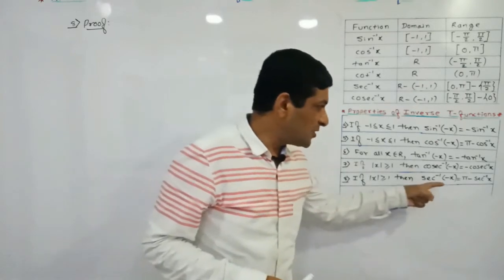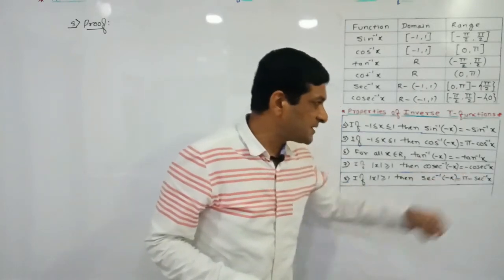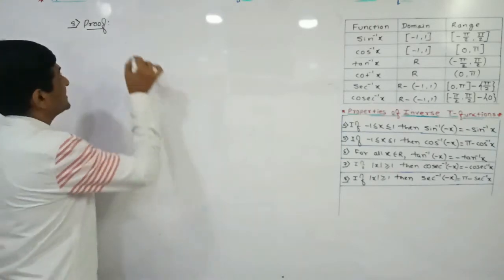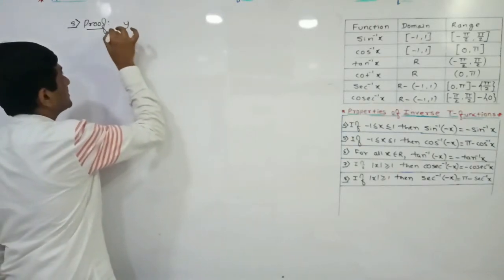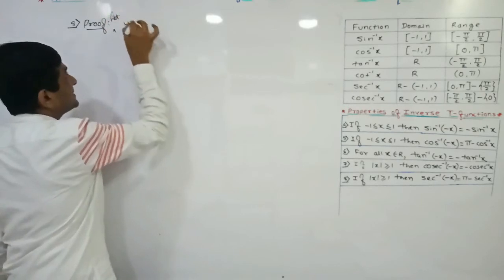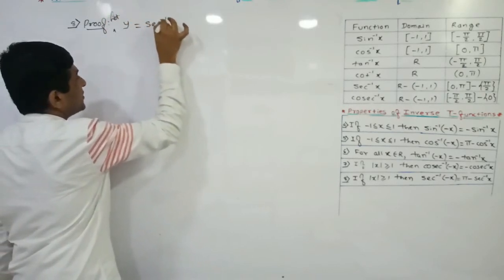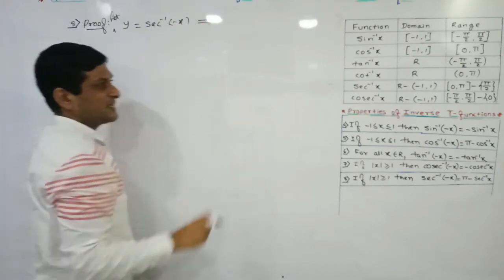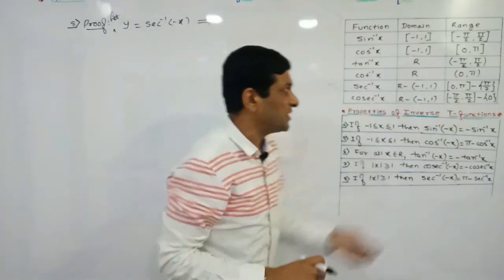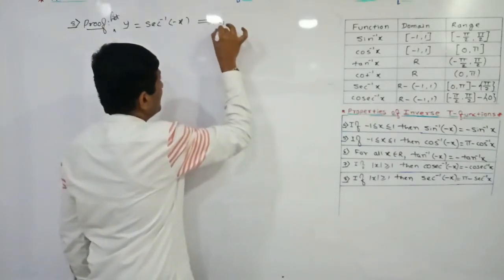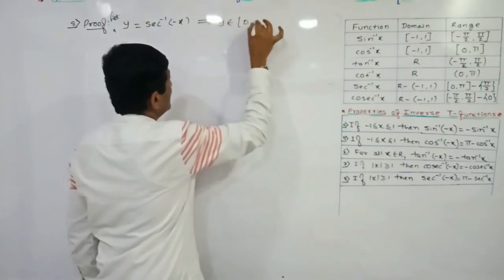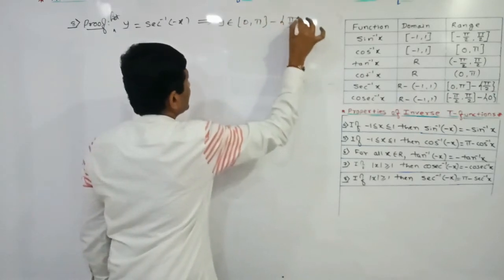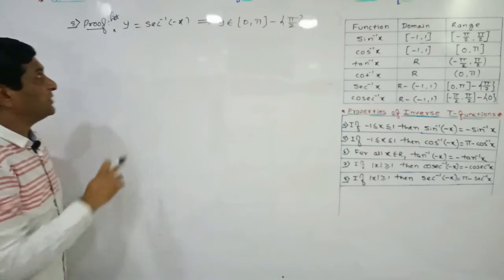In this property we have to prove that sec inverse of minus x is equal to pi minus sec inverse of x. So let us denote the left hand side by y. So let y is equal to sec inverse of minus x. Which implies that if y is the value of sec inverse, it lies in this range. So we can say that y belongs to 0 to pi, difference pi by 2. Okay, so now let us simplify it.